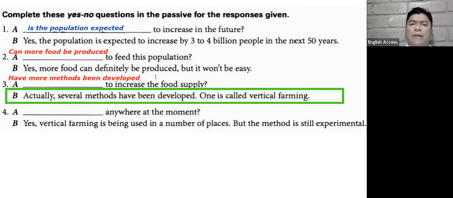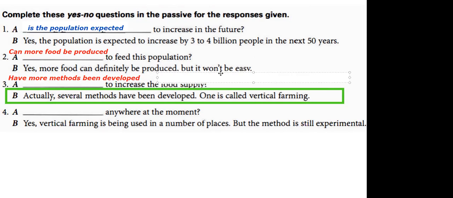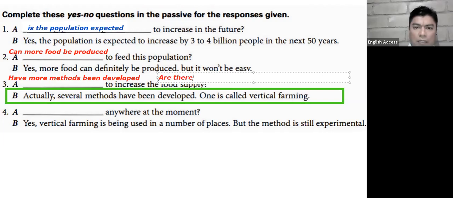You can have another question without the have, and it's still a yes no question. Are there any other methods to increase the food supply? Actually, several methods have been developed. There, that's a good question. Answer for this question too. So either question would be correct, but let's maintain the first one. Have more methods been developed to increase the food supply?